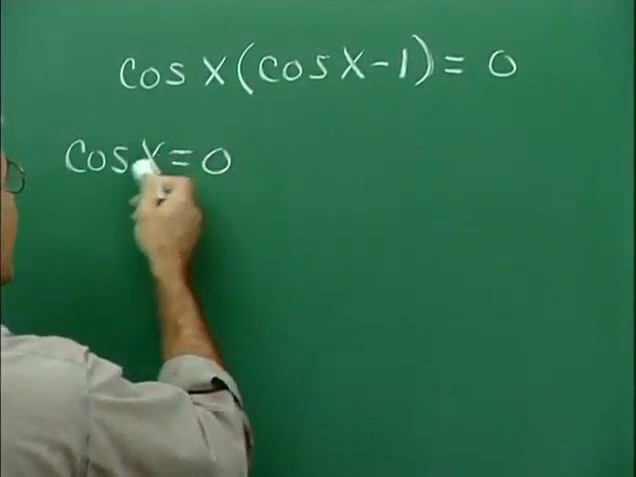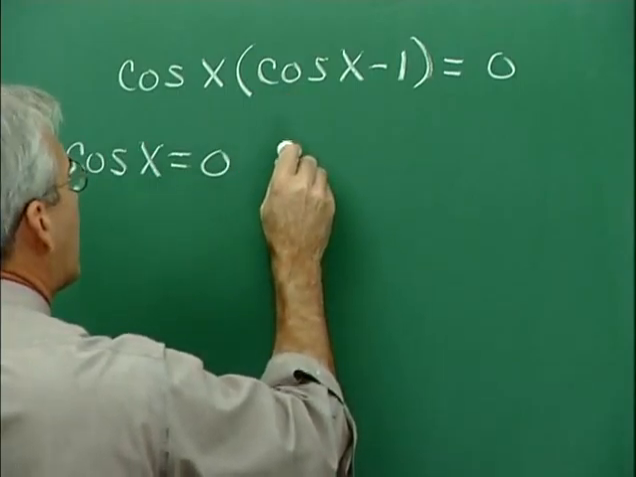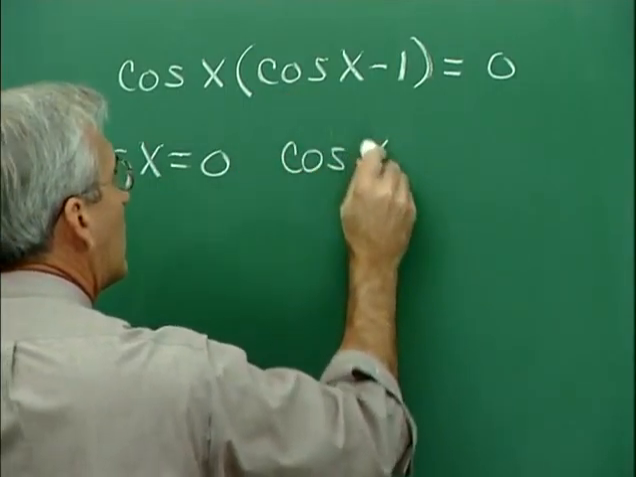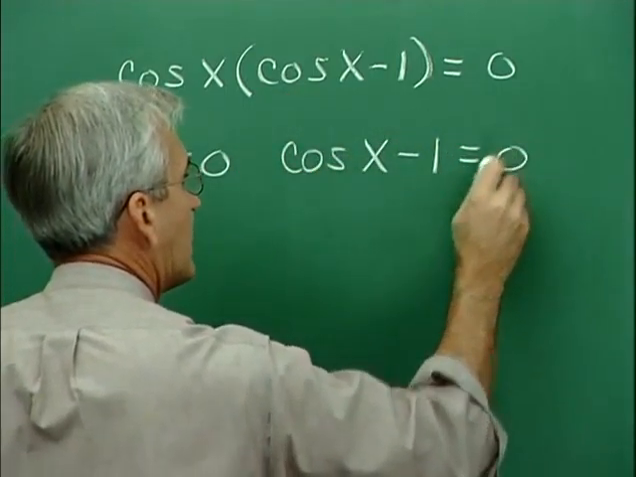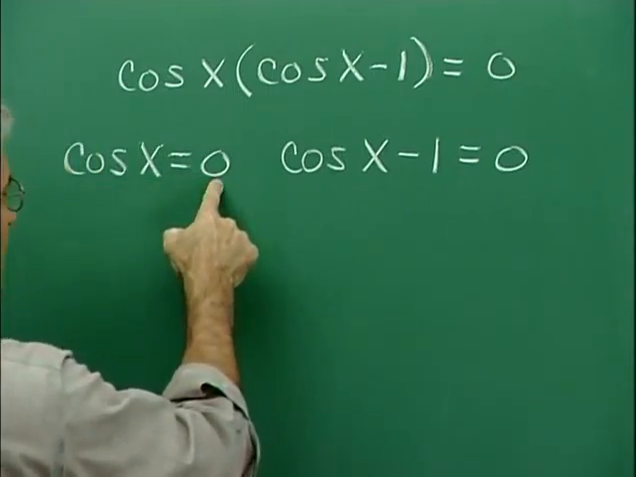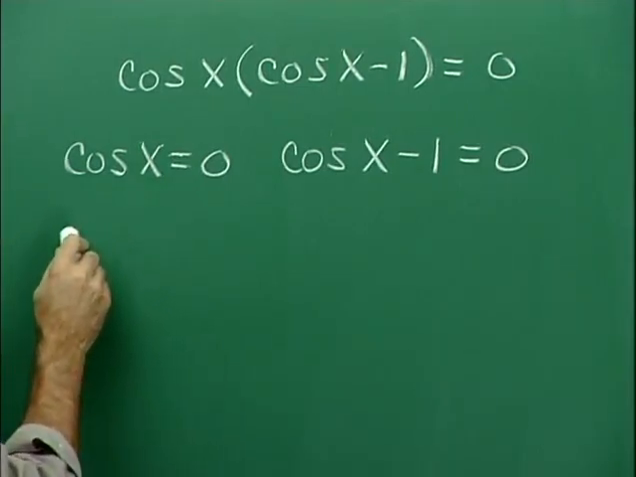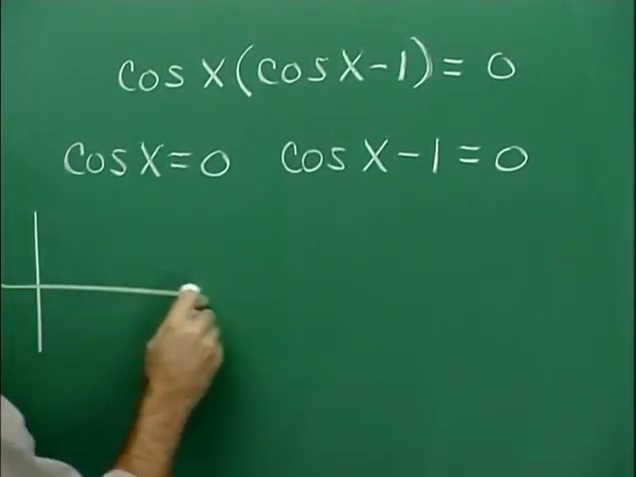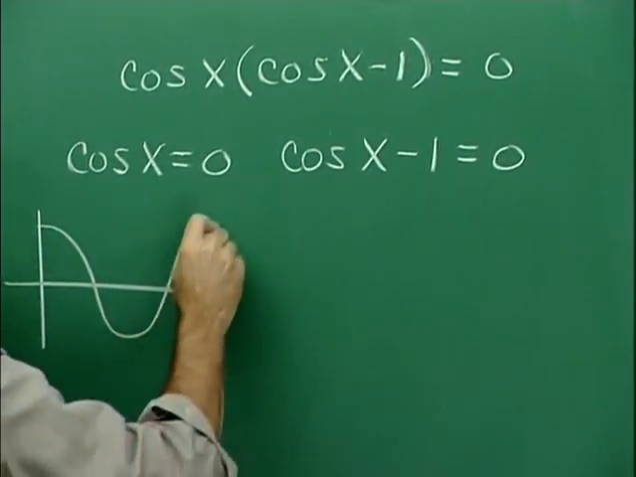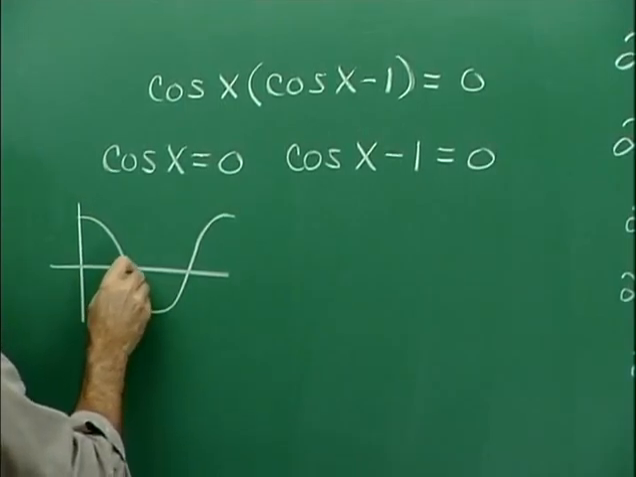All right, in a similar way, we just take this factor and set it equal to 0, take the other factor, set it equal to 0, and then deal with them as separate problems. Now, the cosine of what angle is equal to 0? Well, we imagine the cosine curve. Cosine of what angle is equal to 0?